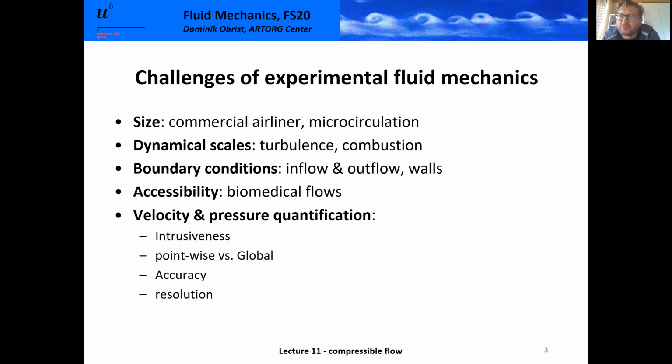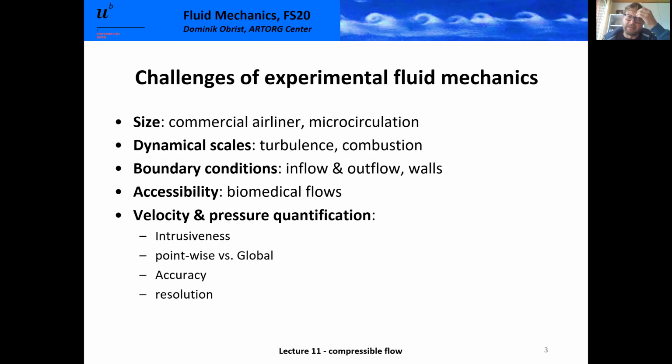And as soon as you want to go into the lab, and in experimental fluid mechanics, the lab might mean going into a wind tunnel, you usually have a size problem, right? You need to, in some cases, make the objects that you want to study smaller so they fit into your lab. So if you want to study the fluid mechanics of a commercial airliner, you have the problem that you can usually not put a full-size commercial airliner into your lab or into your wind tunnel.